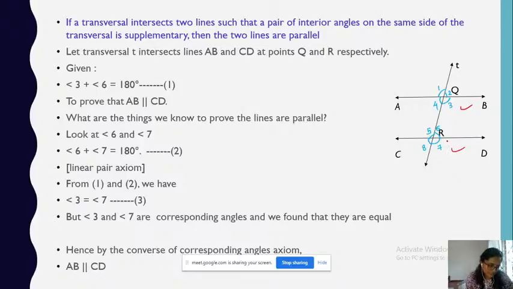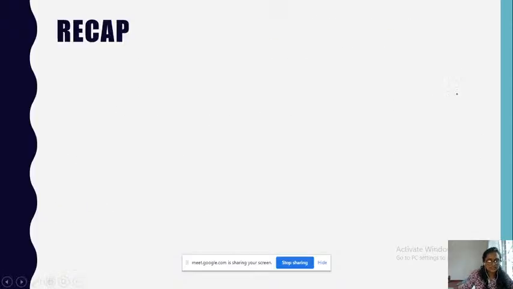Now you need to consider angle 4 and angle 5, and try to prove this theorem. That is, you have to try it at home and check whether you can also come up with the proof of this theorem. Okay, so try that.